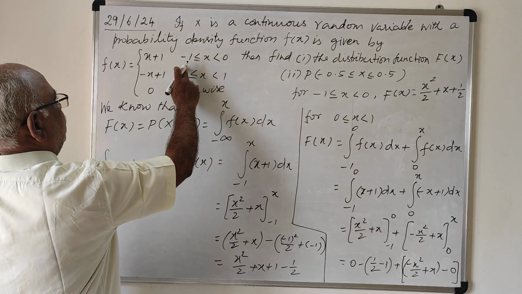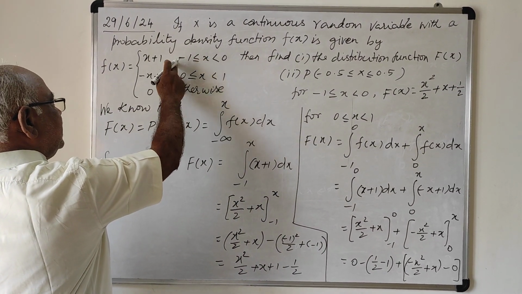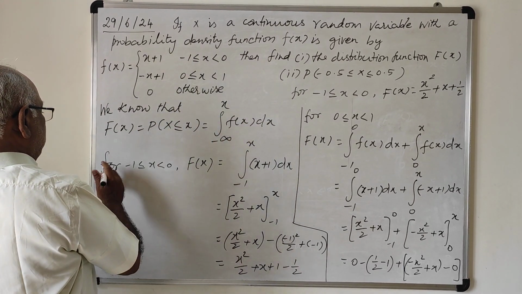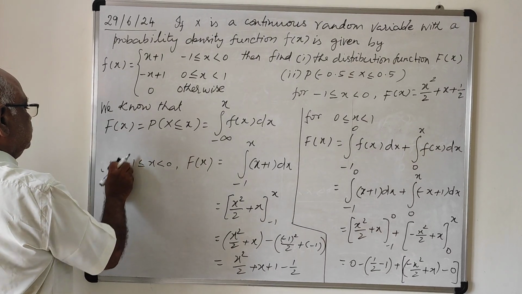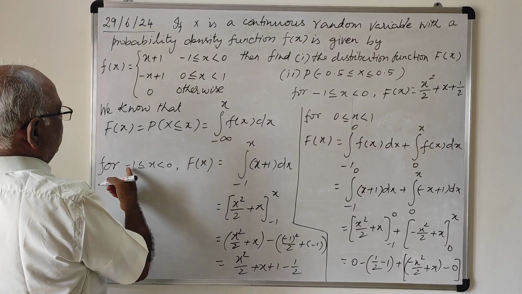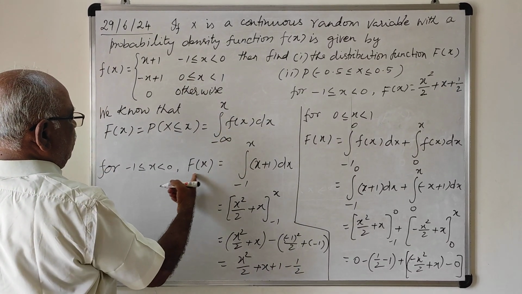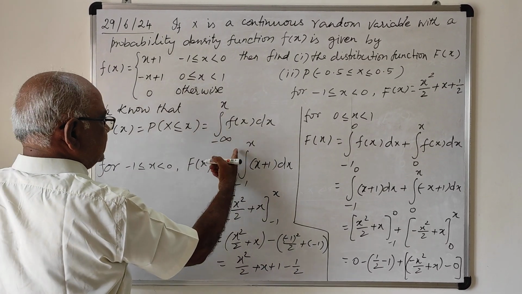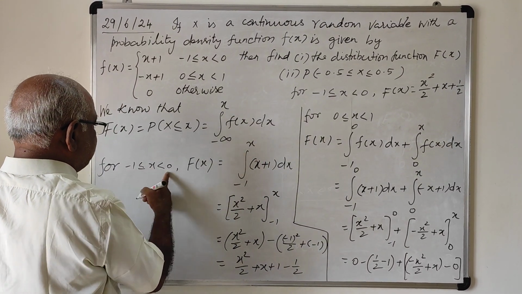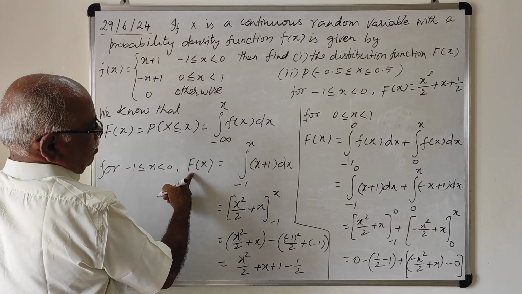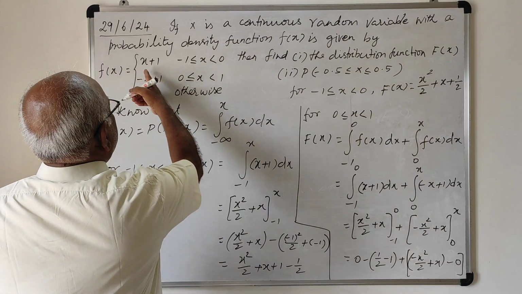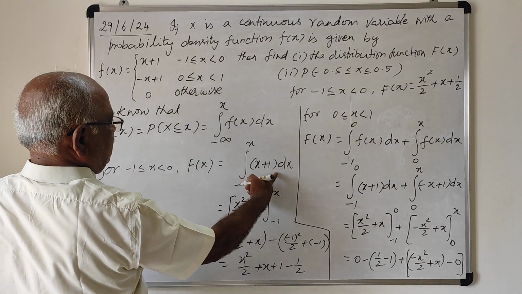So first, for x less than minus 1, the function is 0. Therefore, next it lies between minus 1 and 0. First case, for x between minus 1 and 0, capital F of x is the integral from minus 1 to x of x plus 1 dx. By definition, minus infinity to x is nothing but minus 1 to x. In this interval, we have to find the distribution function capital F of x, which is the integral from minus 1 to x of x plus 1, since f of x is x plus 1 in this interval, dx.